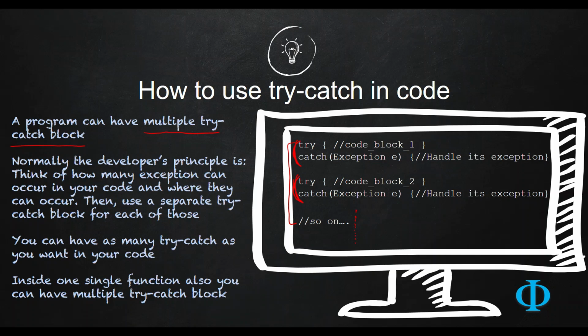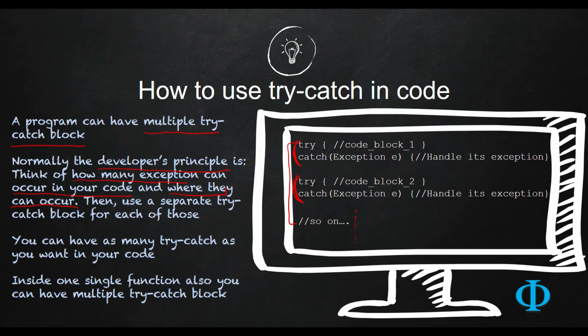So what happens? This is a normal developer's principle. What you need to do as a Java developer is first think of how many different types of exception can occur in your code. That's what you have to first figure out. And also you have to figure out where these exceptions can occur.